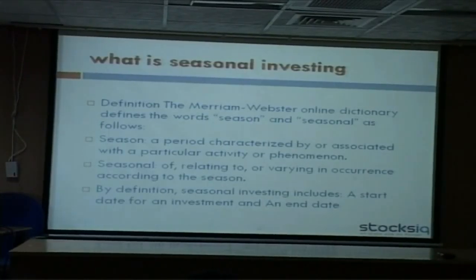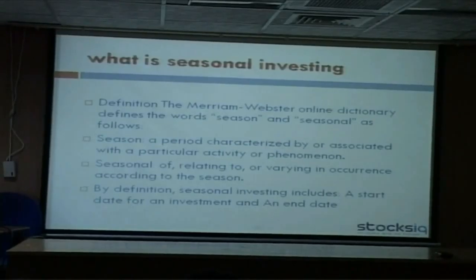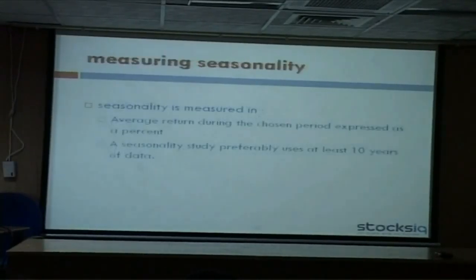And by definition, when it comes to seasonal trades, you basically have a start date and an end date defined by some criteria of your own. So you could pick up any seasonal trade, saying, okay, I want to go long on the 5th trading day of February and exit on the 8th day of February or whatever. That's one trading strategy.